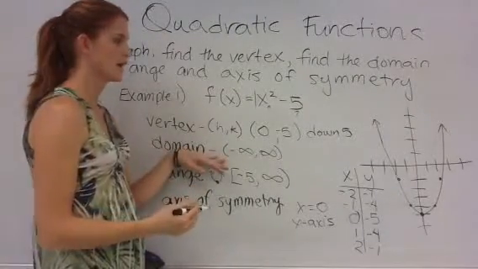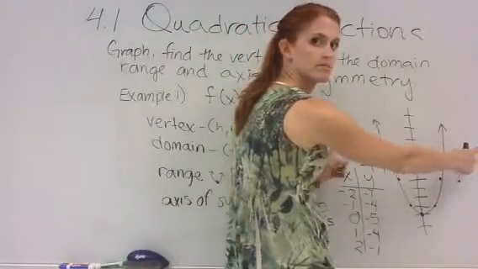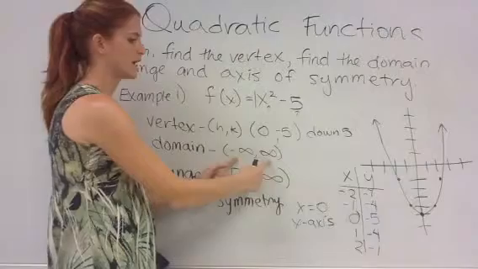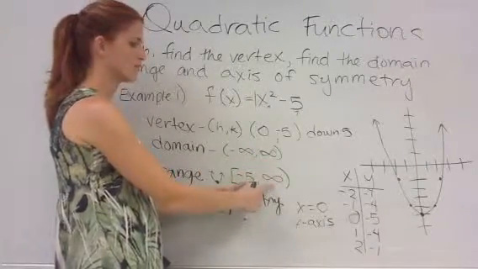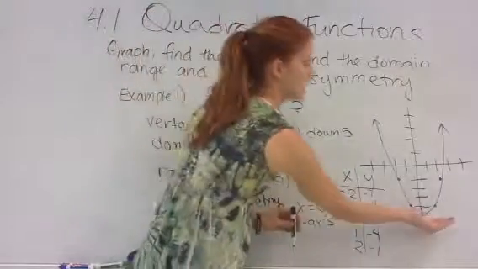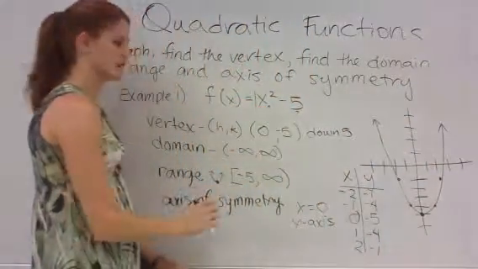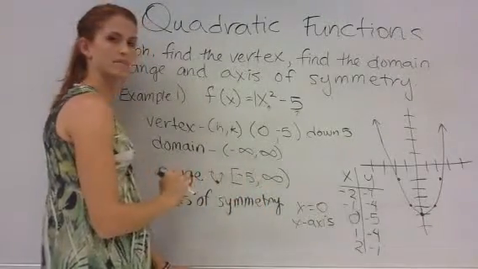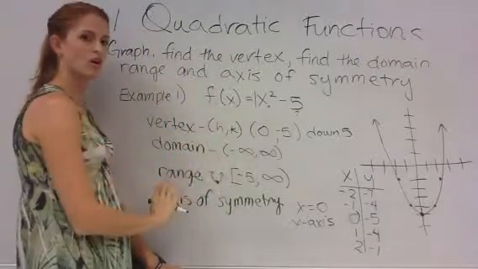Let's talk about the domain. Is this graph going to extend forever and ever and ever out this way? Yeah, it'll keep getting bigger and bigger. That is why my domain is from -infinity to +infinity. For my range, my values start at -5 and then go all the way up from there. So my range for this one is going to be -5 to infinity. So these are the things that they might ask you in your homework.